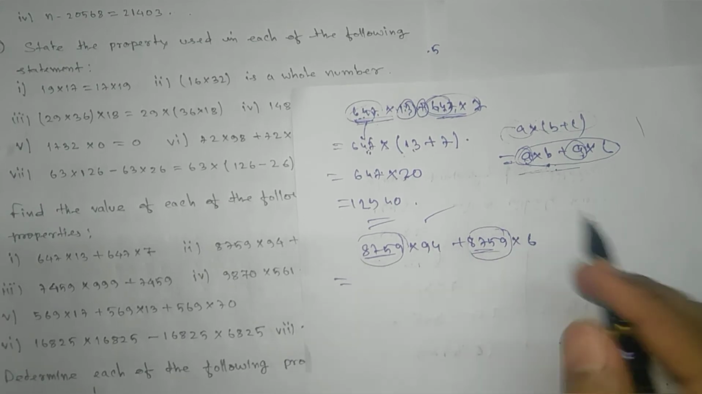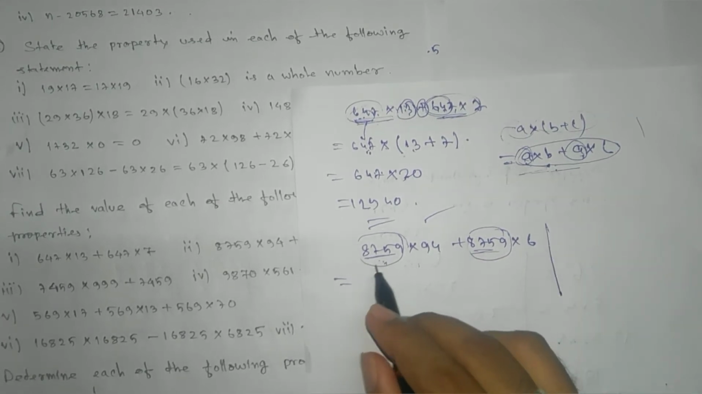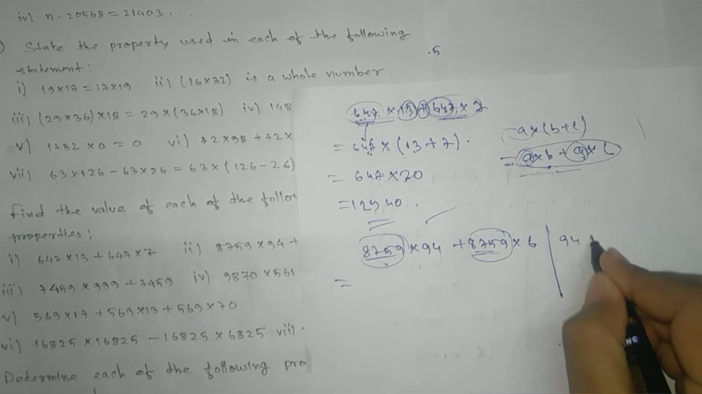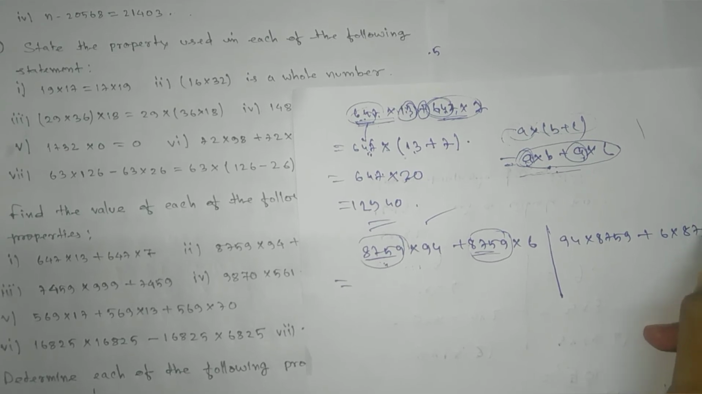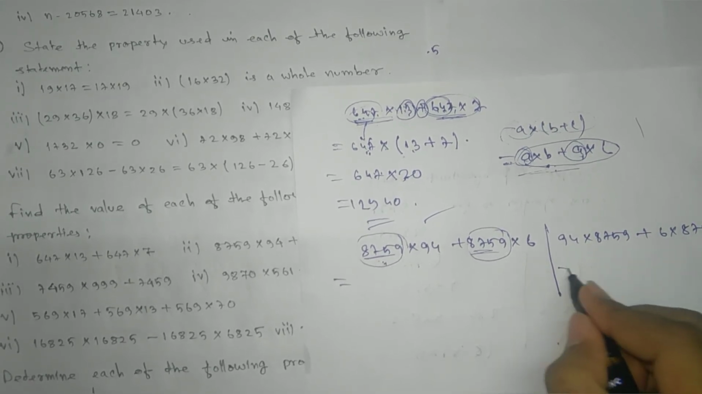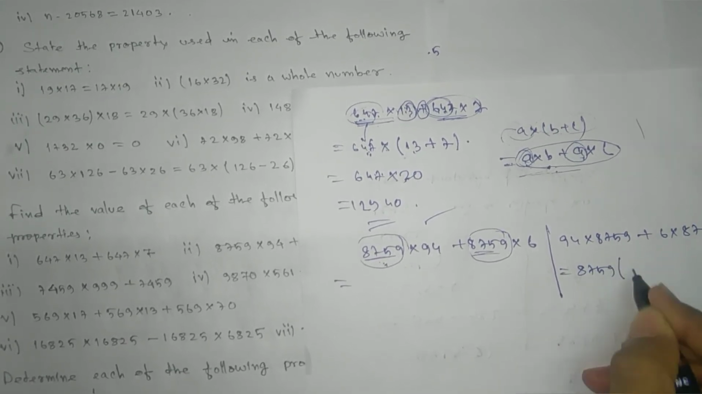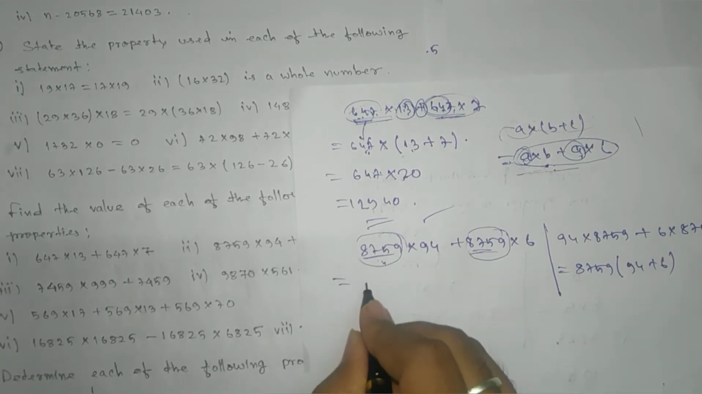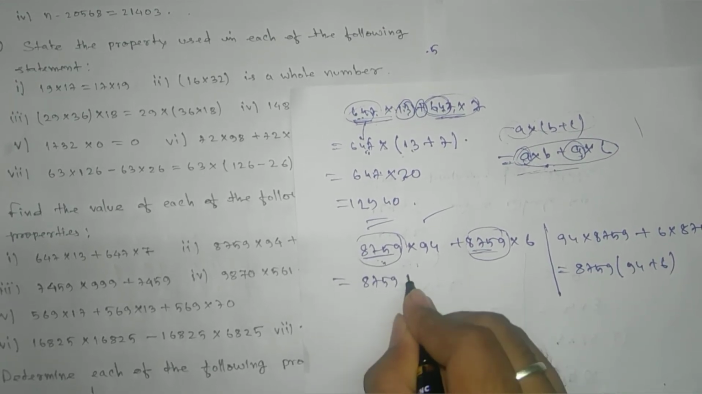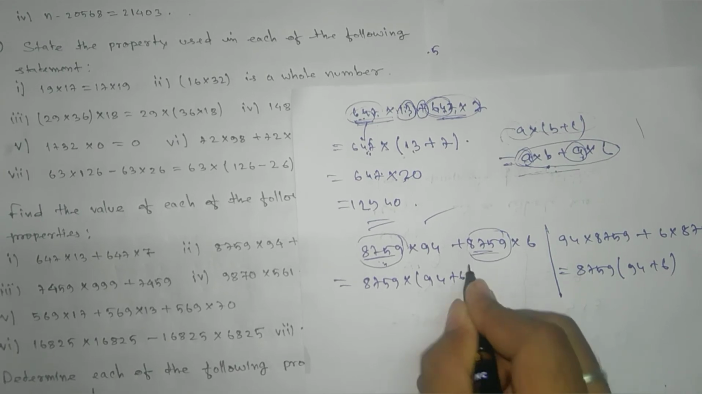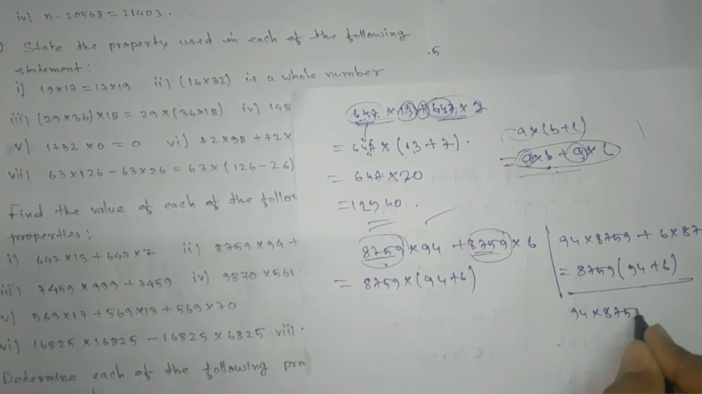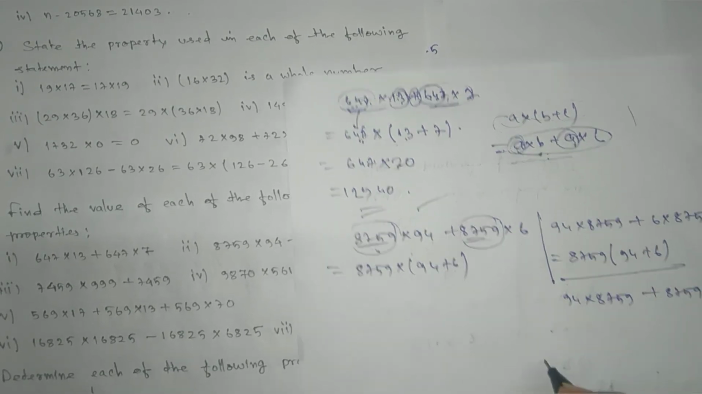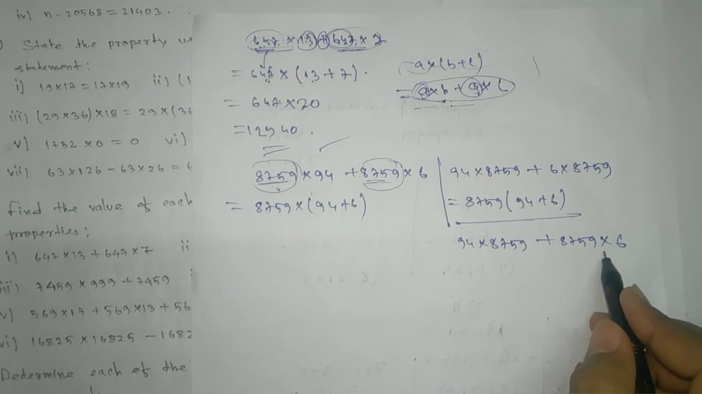Look here, both are the same. Now it may be written like this also. Don't think that it should be written in the front. If you write 94 into 8759 plus 6 into 8759, then also you can take 8759 outside and 94 plus 6 like this. This way we are going to write 8759 into 94 plus 6. You may say, sir, if I get 94 into 8759 and plus 8759 into 6, if it is given like this, can I take it outside?